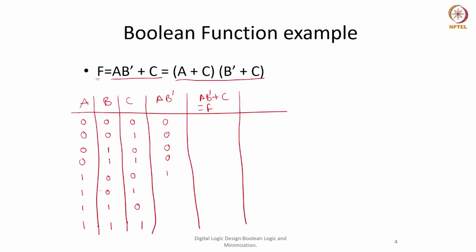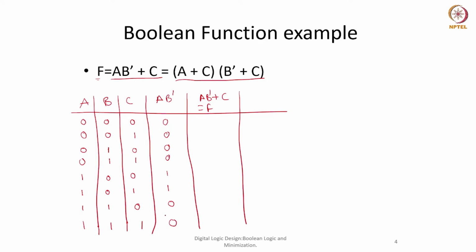Similarly, AND of 1 and 1 is 1. Here NOT of 1 is 0. 0 AND 1 will become 0. Here also 0 AND 1 will become 0.